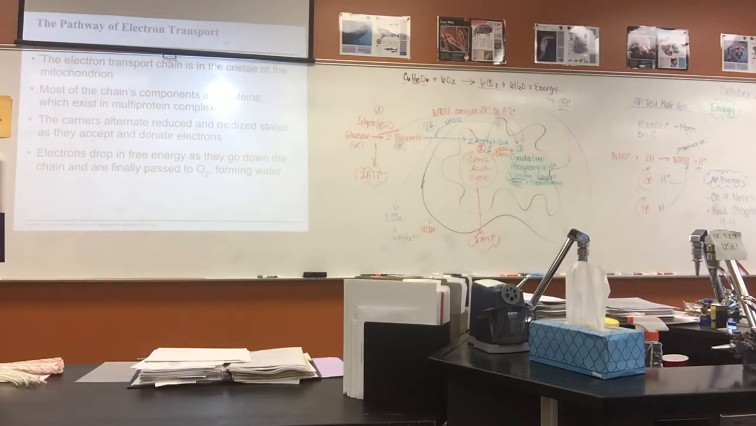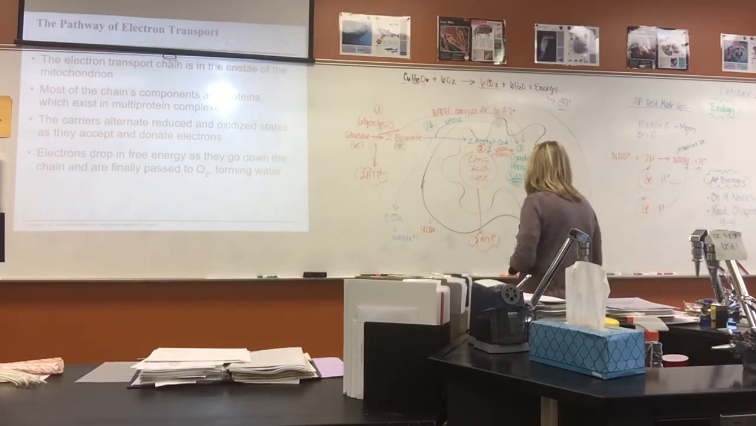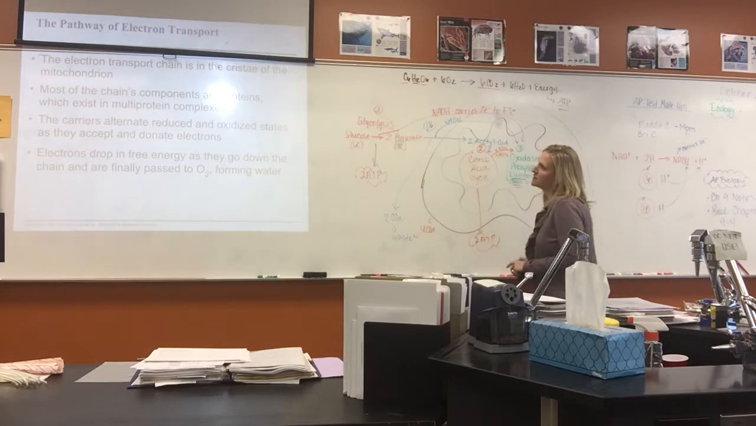So, electron transport chain, what is it? The electron transport chain is in the cristae of the mitochondria. Most of the chain's components are proteins, which exist in multi-protein complexes. The carriers alternate reduced and oxidized states as they accept and donate electrons. And then these electrons drop in free energy as they go down the chain and are finally passed to oxygen. So let's look at some of the meanings of this.